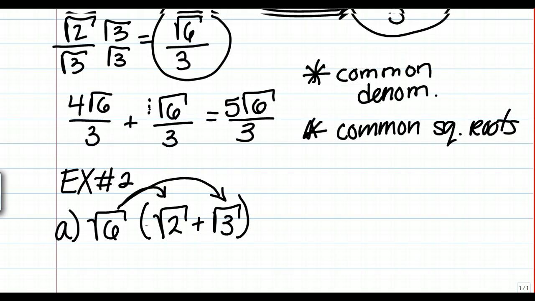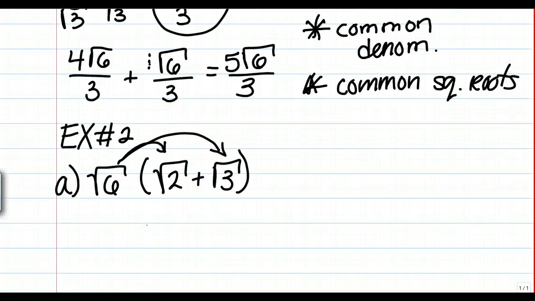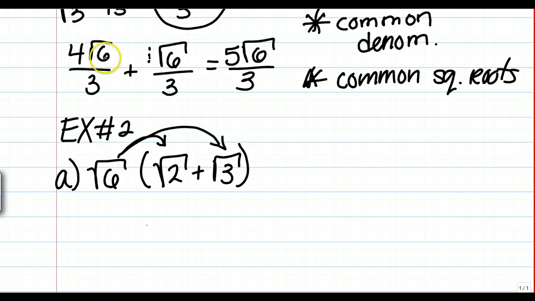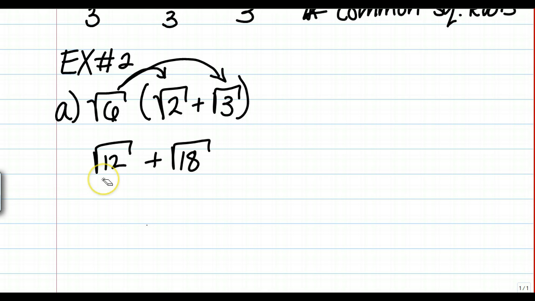So remember, when you're adding or subtracting, you have to have common square roots, and the number inside the radical sign never changes. However, here you're multiplying the insides together. So we have 6 times 2 is 12, and 6 times 3 is 18. So now we have to find buddies of 12. So we'll have 4 times 3 is 12, and 2 times 2 is 4.